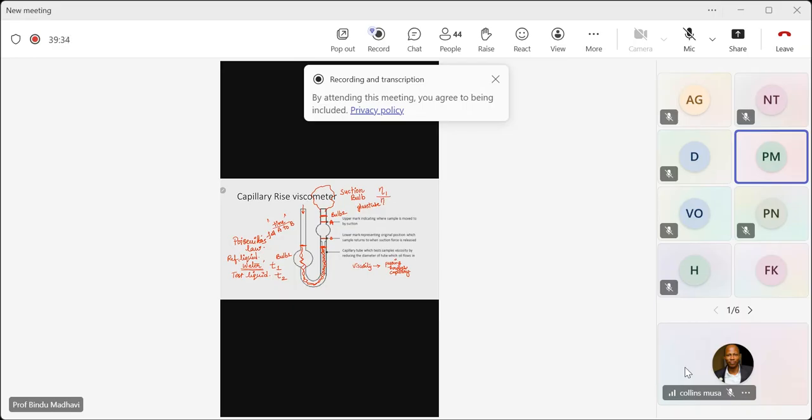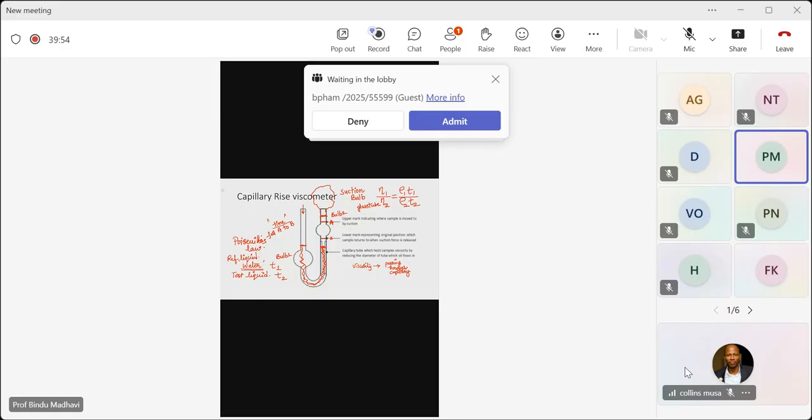Now we are going to use the formula: eta 1 over eta 2 is equal to rho 1 T1 over rho 2 T2. So this is a comparative measurement of viscosity. We are comparing the viscosity with respect to the time taken by the liquids to fall between the given markings.